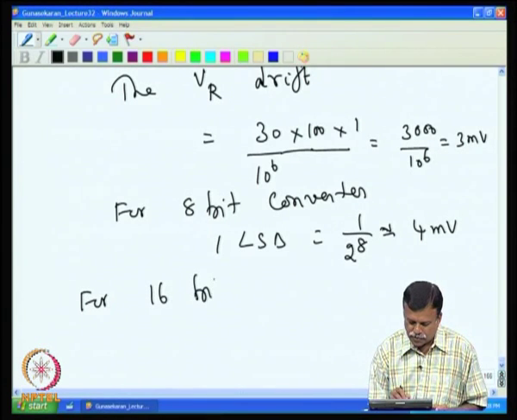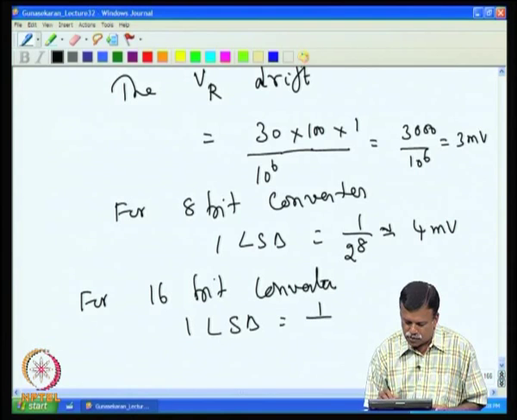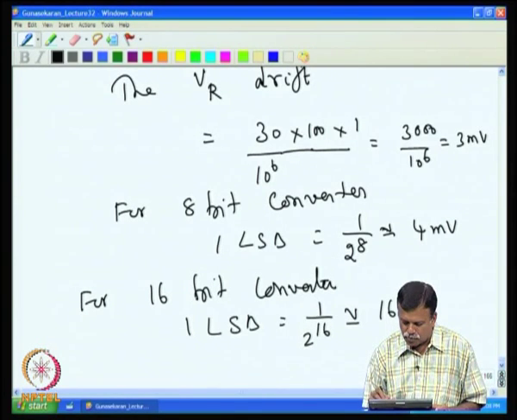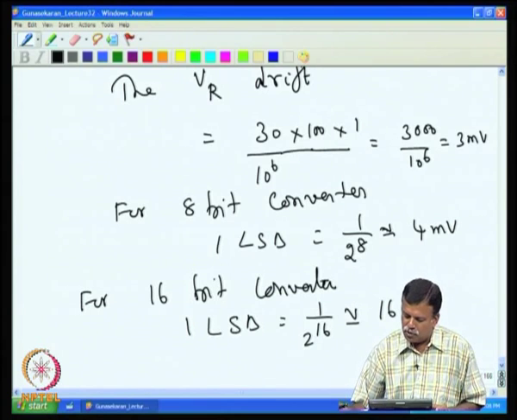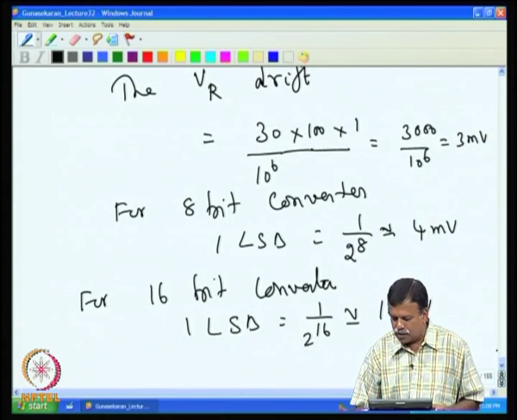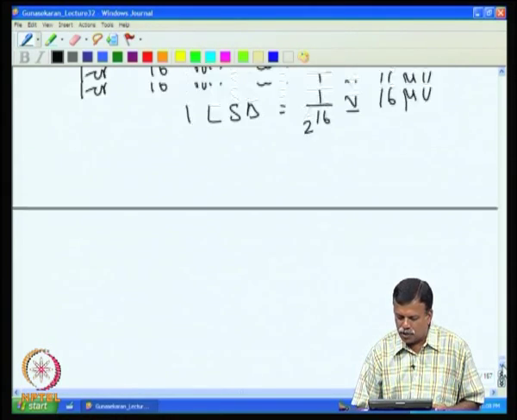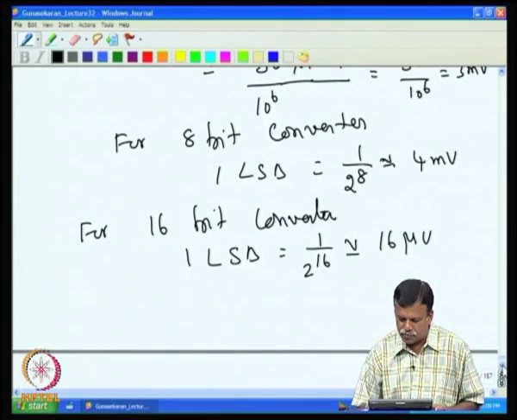But for a 16-bit converter, 1 LSB is equal to 1 divided by 2 power 16, that comes to be about 16 microvolt. Then this 3 millivolt drift will be very huge. That means if I want to go for a 16-bit converter, then my reference also has to be stable, then only 1 LSB error is possible.